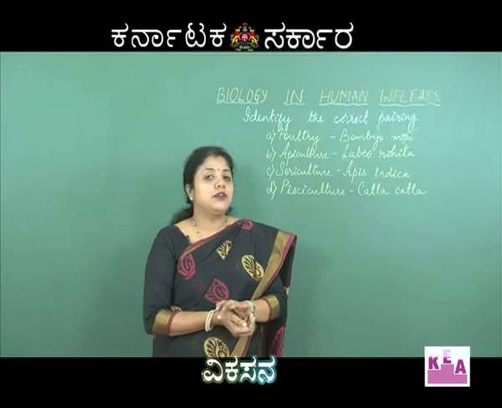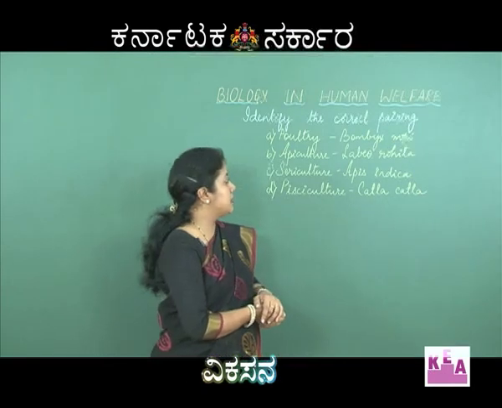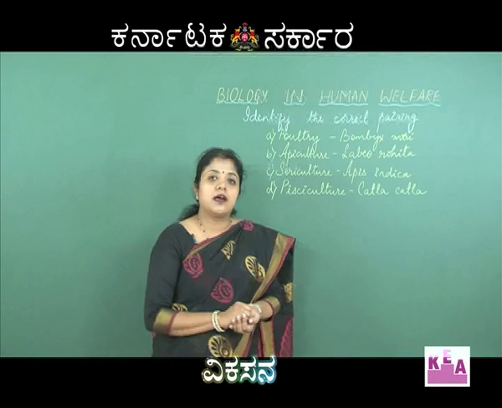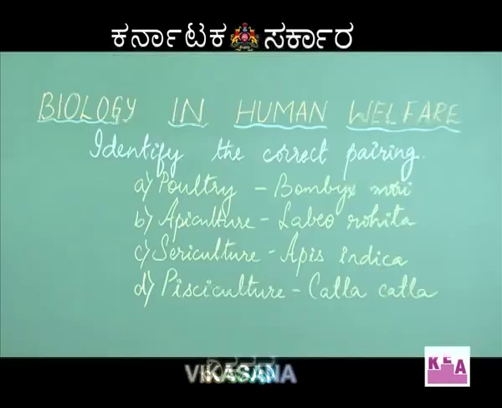Now, here you need to understand the examples. Bombyx mori is the scientific name for the silk moth. Labeo rohita, common name is rohu fish. Apis indica is the scientific name for bees, and Catla catla is the name for Catla fish.